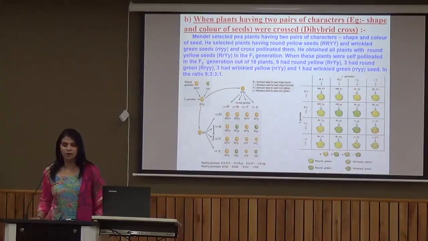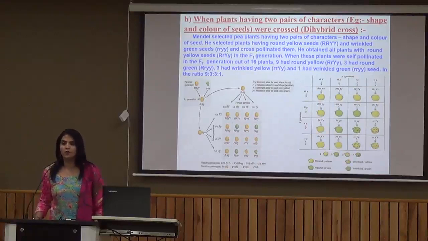If you look at the figure, you can actually observe that the ratio which he obtained was 9:3:3:1. 9 combination, that is round and yellow, were the same parental combination. One combination was wrinkled and green, again the same as parental combination. Now the 3 combination were of wrinkled and yellow. Wrinkled and yellow combination was not present in the parent plant. One more combination, that is round and green, again that combination was not present in the parent plant.